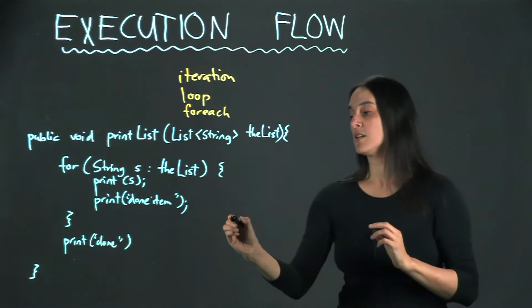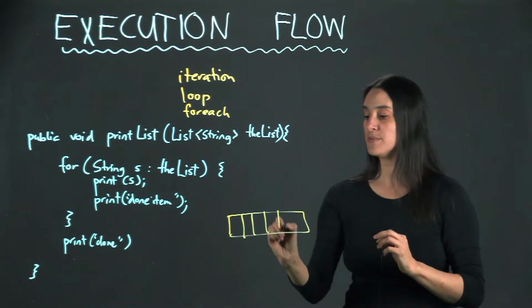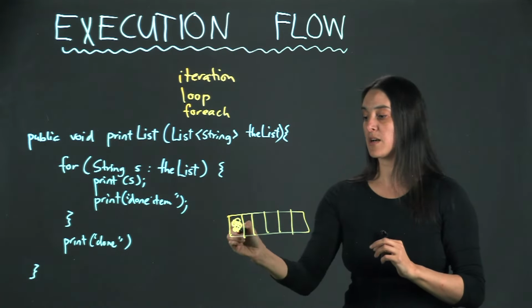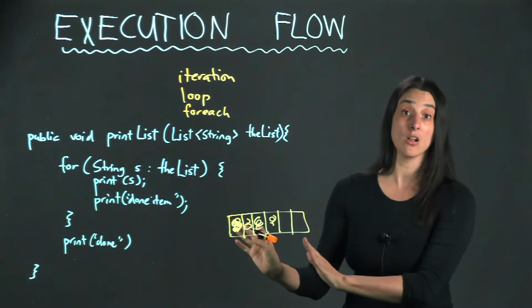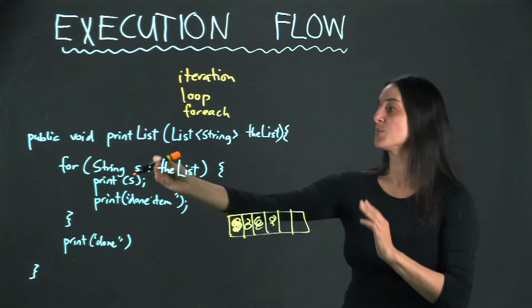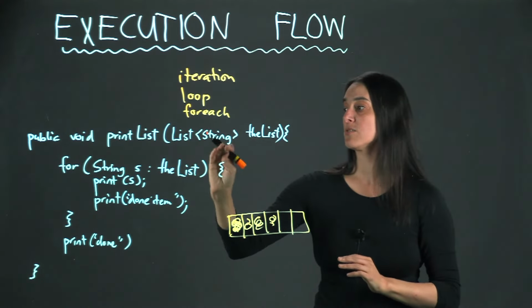So a list looks like this. It has items in it. These can be interesting items like big objects, or they can be little strings or integers or whatever. They're usually all the same thing. And in this case, we have a list of strings.